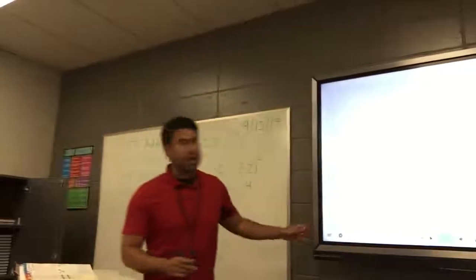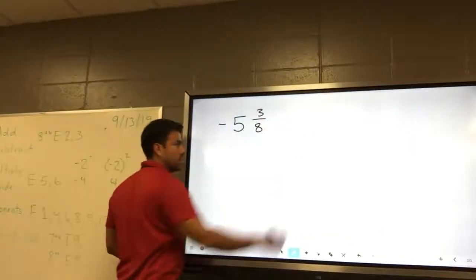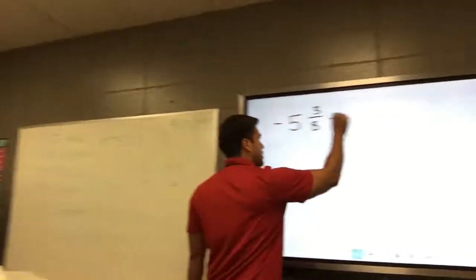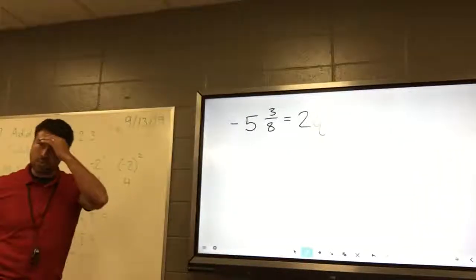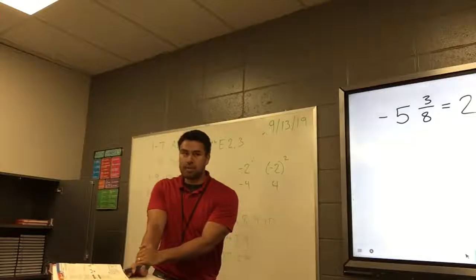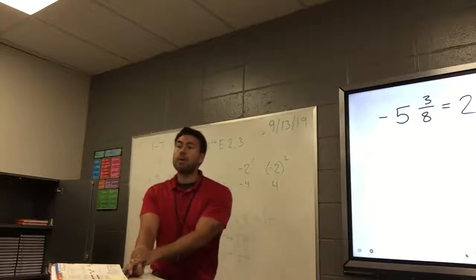Let's go with this one now. Negative 5 3/8 is equal to 2q. I'll try to make that little q very apparent. Okay, what do you do to both sides? You divide by 2 or multiply by 1/2.